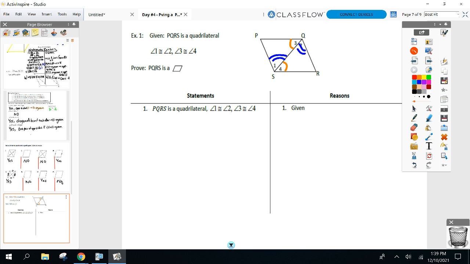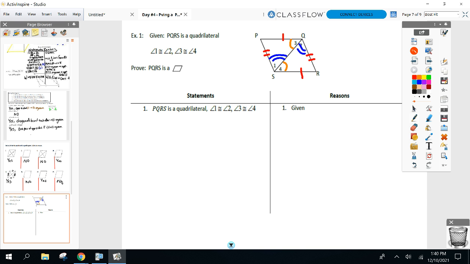Maybe you don't see the alternate interior angles. Could you have proven the triangles congruent? Is that possible in this proof? Yeah, after you say QS is reflexive, you could have said CPCTC and proved it a different way. Okay, so there are other ways to do it.